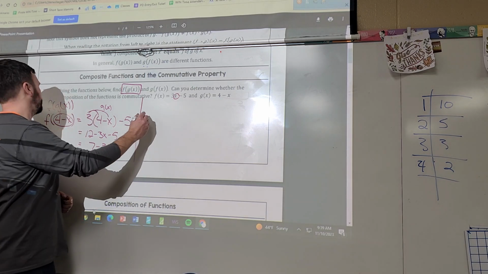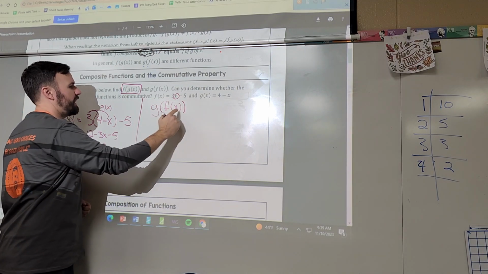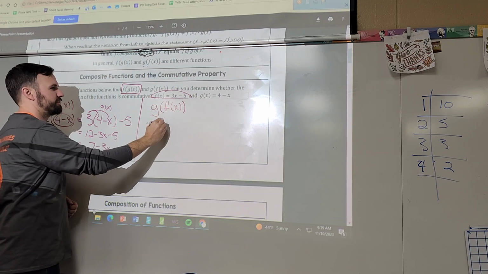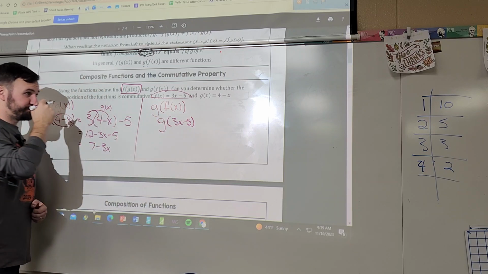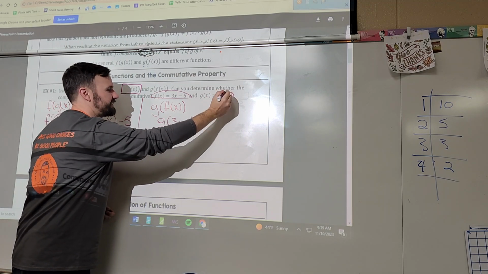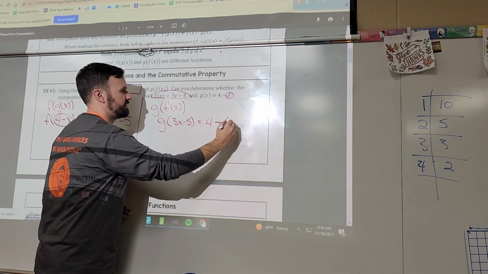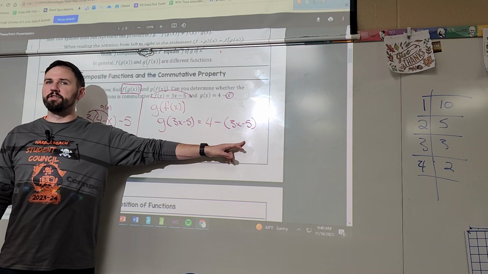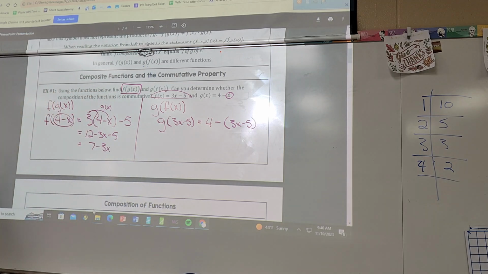All right, now let's do our g of f of x. All right. What do I plug in for my f of x? Yeah, so I'm going to plug in 3x minus 5. Now I'm going to take this and plug it in wherever I see an x, correct? So I'm going to do 4 minus 3x minus 5. Make sure when you're plugging in for a function for a function, put it in parentheses, right? If you don't put in parentheses, you're going to have a bad time.